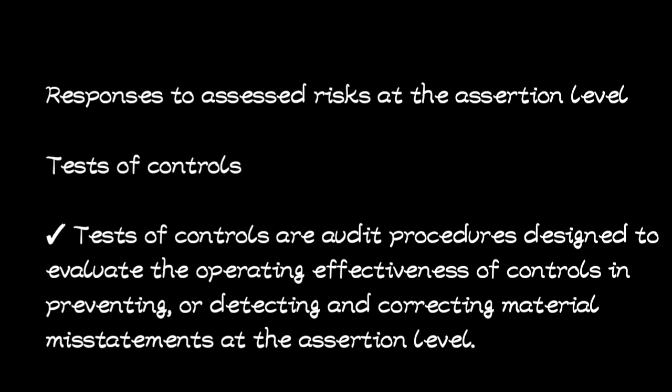Test of controls are audit procedures designed to evaluate the operating effectiveness of controls in preventing, detecting, and then correcting misstatements at the assertion level. As you see, test of controls are testing controls, and we said controls are the processes that were designed in the organization so that the organization can be able to prevent, detect, and correct misstatements. So for test of controls, you're testing whether those controls that were put in place actually work the way they are supposed to work.